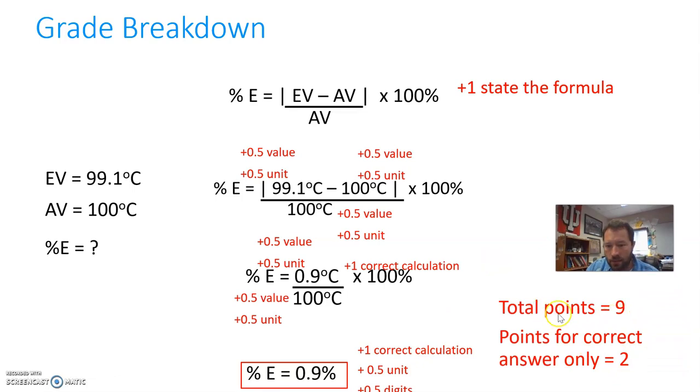At the end, this question is worth 9 total points. If you just wrote the correct answer, you only got 2 of those 9 points. So you get like a 23%. Make sure you guys are showing your work. Very, very important. You do not want to get a 2 out of 9, even though you have the correct answer. So show your work. It is expected of you in this class.